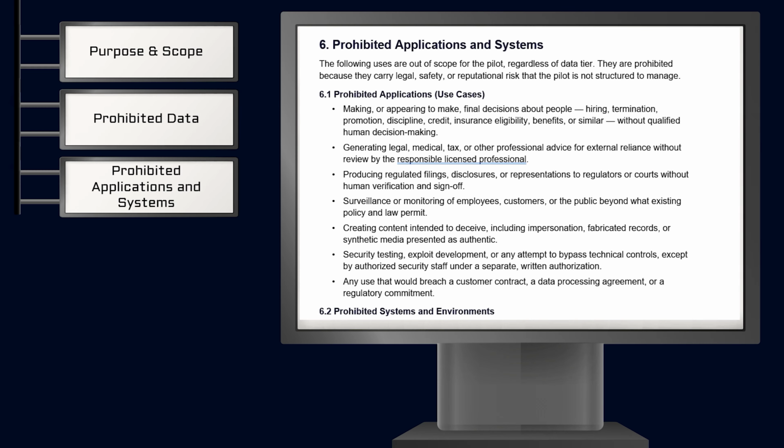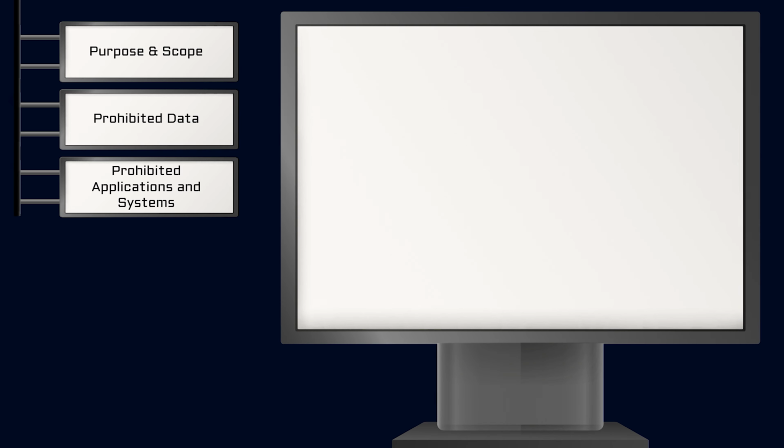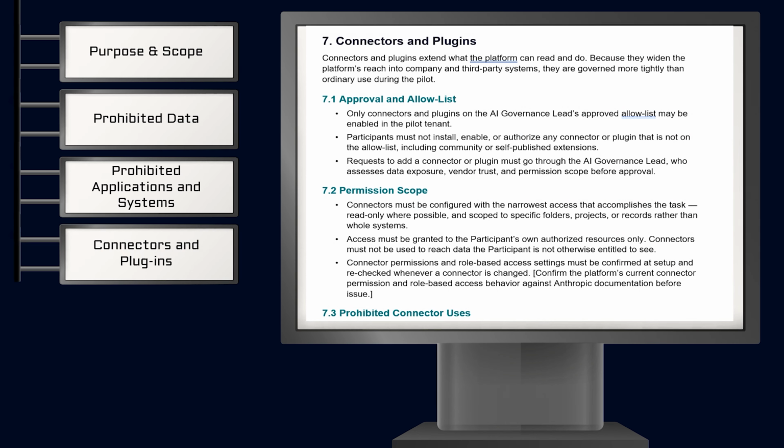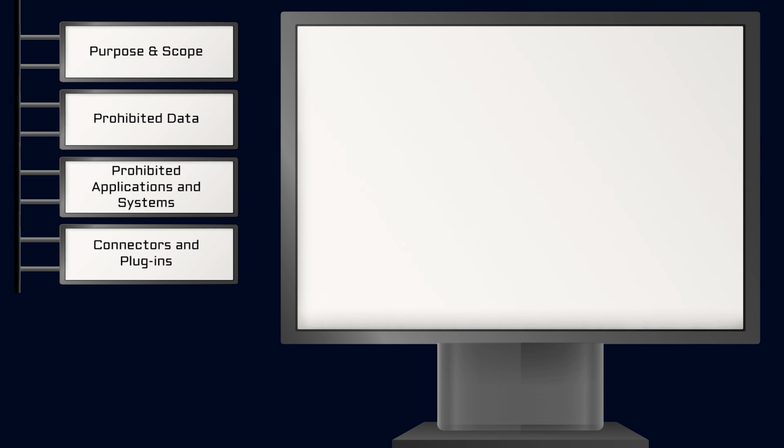Production Electronic Health Record Systems. Production Customer Relationship Management Tenants. Financial Close and Reporting Platforms. The applications named here are enforced through the Computer Use Allow List configuration, not through trust. Fourth, the Connectors and Plugins section. This names the specific MCP connectors and plugins that are approved for use during the pilot. Participants may not install, request, or connect to any other connector or plugin without written approval from the security owner. This is where the work of the technical setup in Episode 3 actually gets reflected in policy.